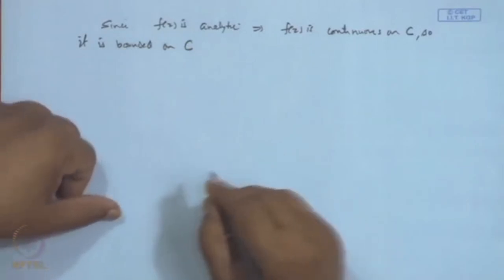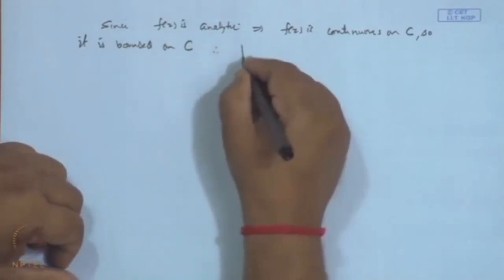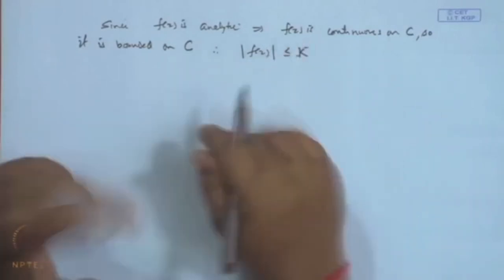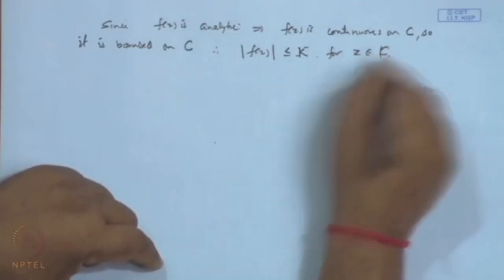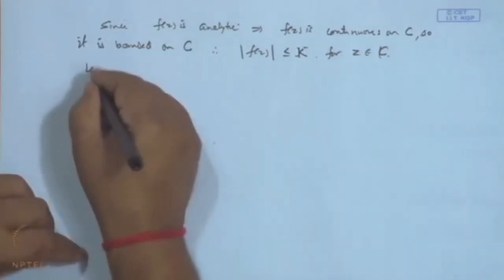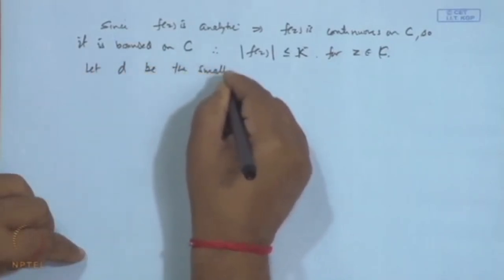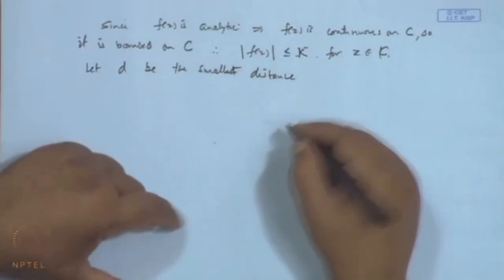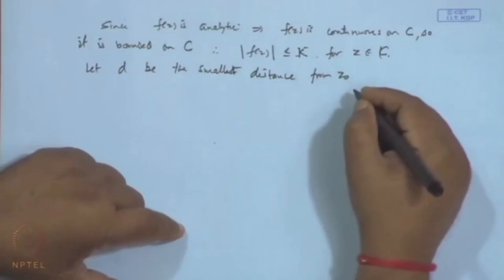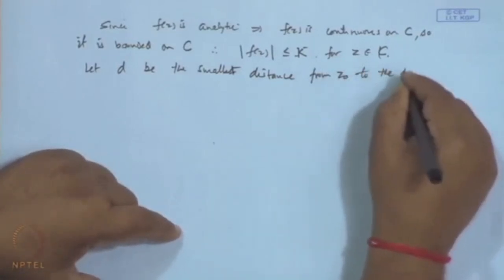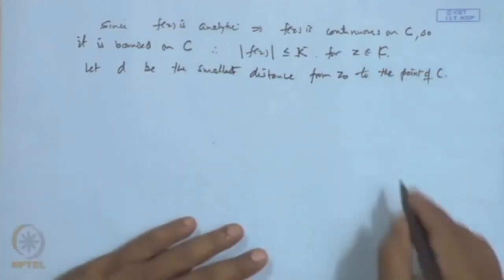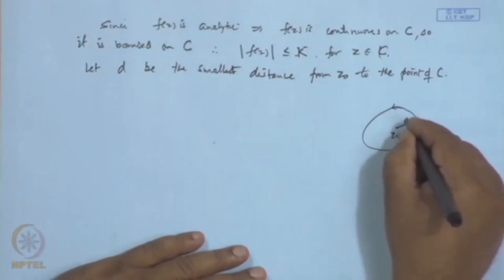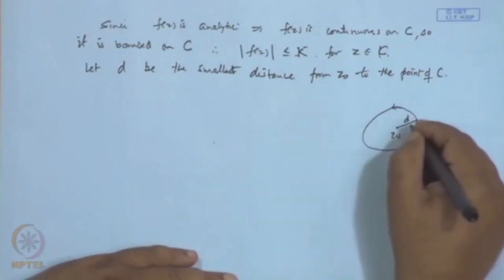So, it is bounded on C, and once it is bounded, there exists a constant k such that mod f(z) is less than or equal to k for all z belonging to C. Now, let d be the smallest distance from z naught to the points of C. That is, this is our z naught, here this is C, C is any closed curve. So, this smallest distance is denoted by d, d is the smallest distance from this to this.